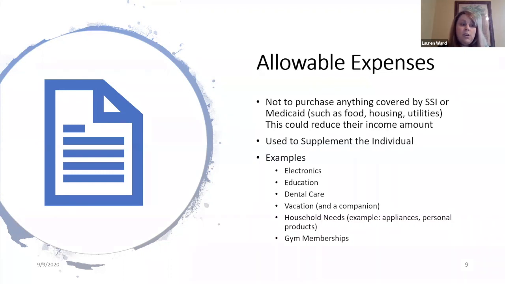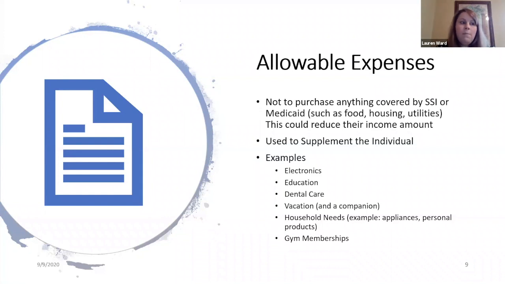So this trust, like we talked about, is really used to supplement the individual. It can pay for things like electronics. It can pay for education if they want to take classes, go to college, or if they want to just learn a new trade or skill or anything. It can pay for stuff like dental care. Medicaid does not cover dental care, so that's one area that a supplemental needs trust may need to pay for.